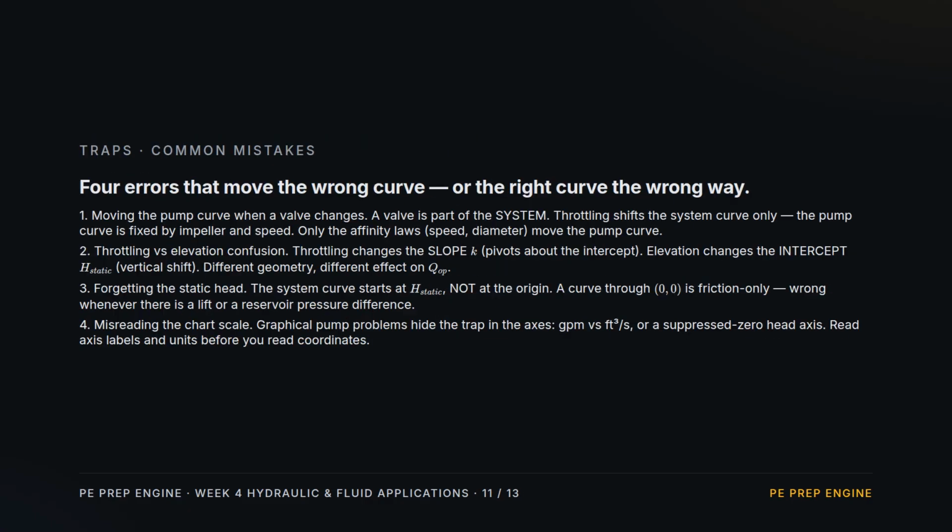Four traps. One, moving the pump curve when a valve changes. A valve is part of the system, so throttling shifts only the system curve. Only the affinity laws move the pump curve. Two, confusing throttling with elevation. Throttling changes the slope and pivots about the intercept. Elevation changes the intercept and shifts vertically.